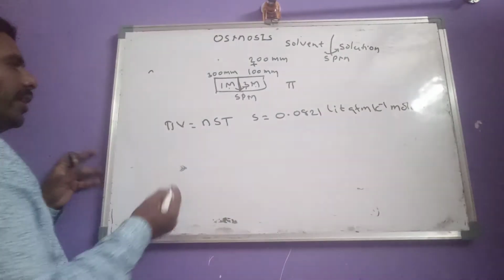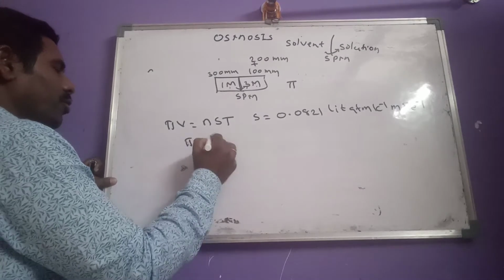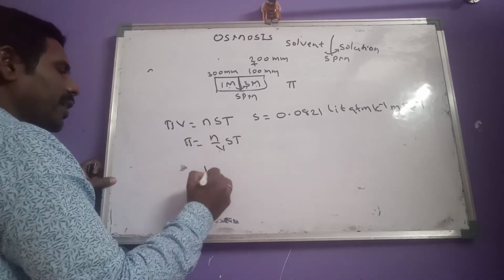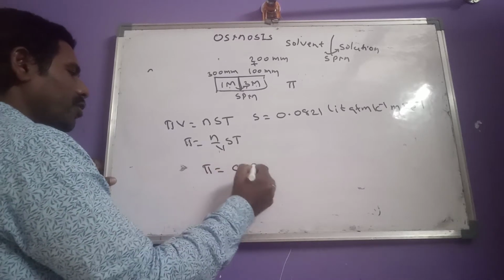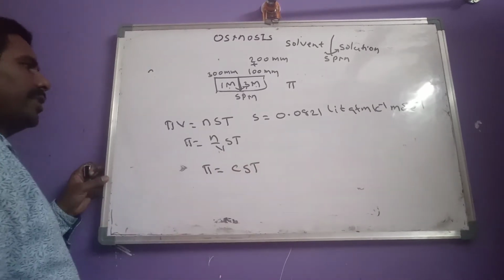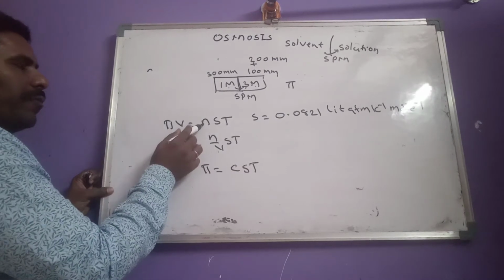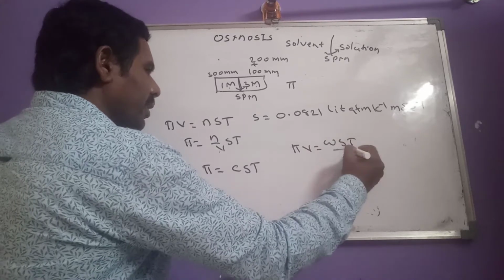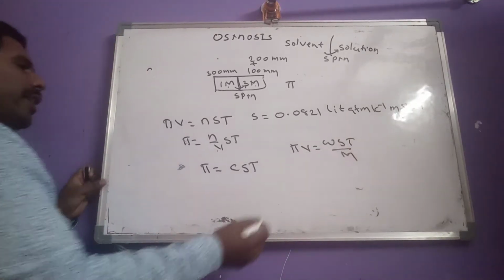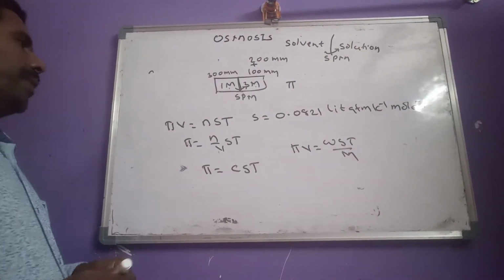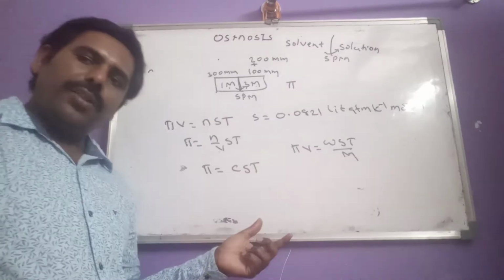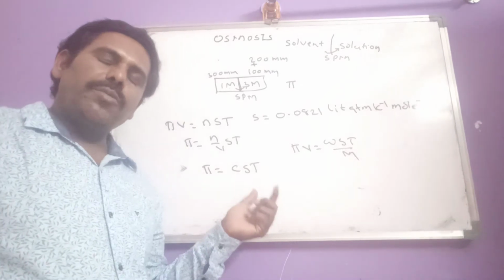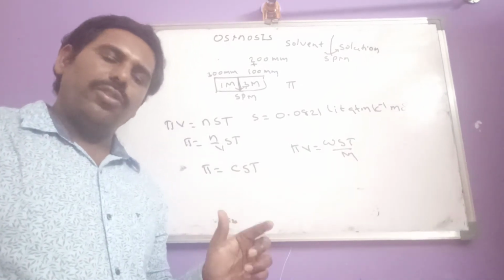And another formula here, pi equals n by V into ST. n by V is nothing but concentration. So pi equals CST. And here number of moles can be written as weight by gram molecular weight. So this we can also use to calculate osmotic pressure. So these are the different formulas we have to use to calculate osmotic pressure of a given solution.